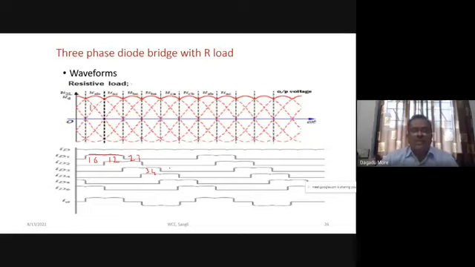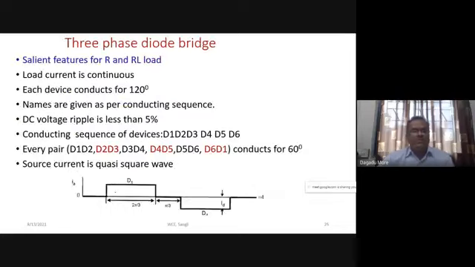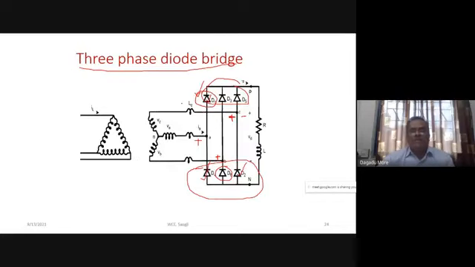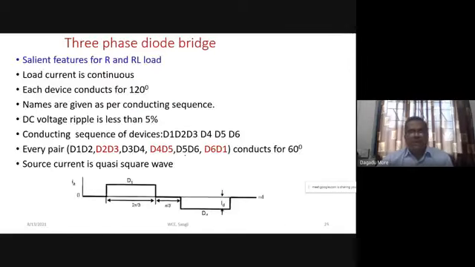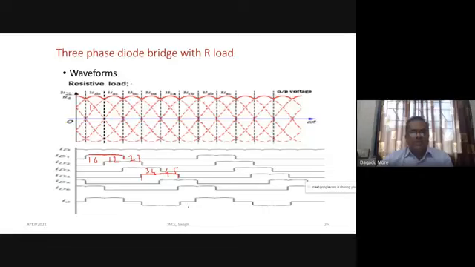Similarly 3 and 4. Here 4 and 5. Next is the 4 and 5. So here 4 is conducting, meaning our diode D4 is conducting. And now when D1 conducts, our source current is positive. D4 conducts, our source current is negative. So the source current of the diode bridge is a quasi-square wave.